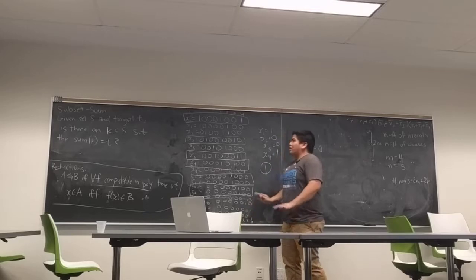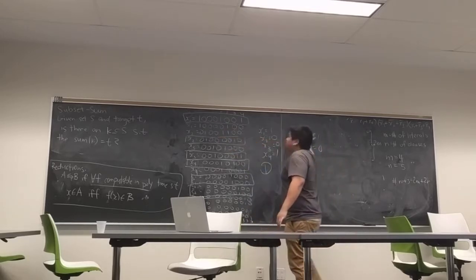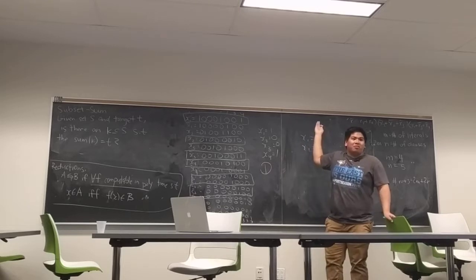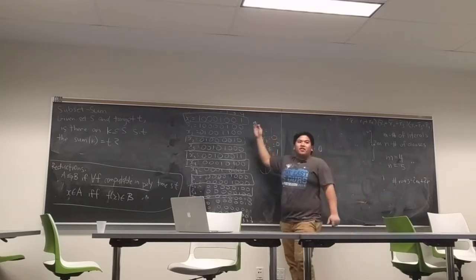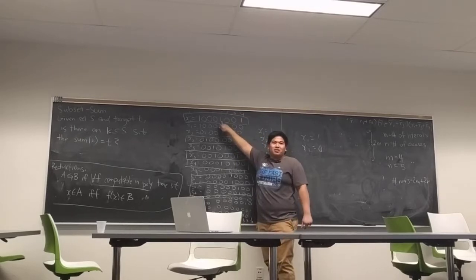Okay. Now, this is why it relates to subset sum. These were 1s and 0s in the table. You get that? But what if each one is a number? I told you that this is a decimal number.